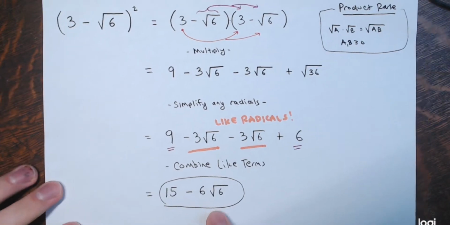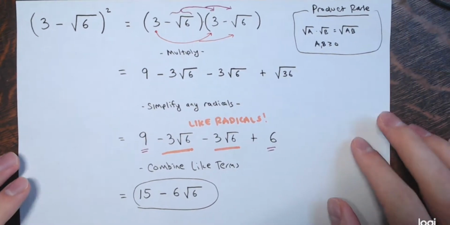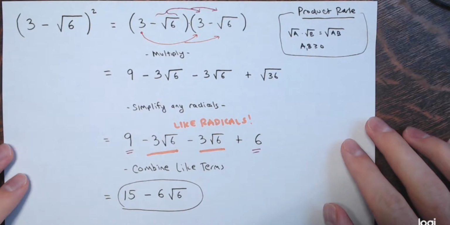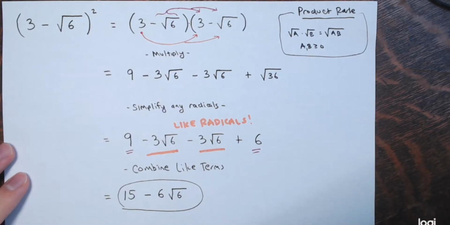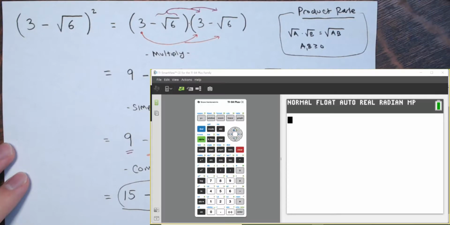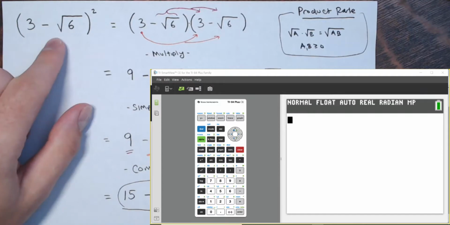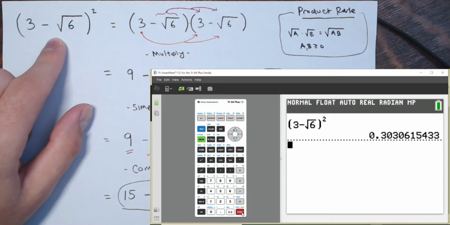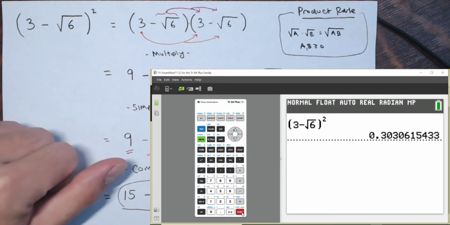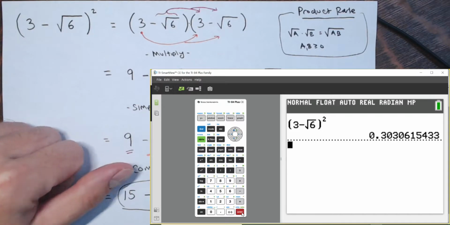Now what I'm going to do next is something you can do at home as well. Let me check my answer. I'm going to do it with a calculator. So I'm pulling a calculator up, and I'm first going to punch in the expression we started with. We have this in parentheses: 3 minus the square root of 6 in parentheses, and then that whole thing's squared. Let's see what we get. 0.3030615433 and so on.